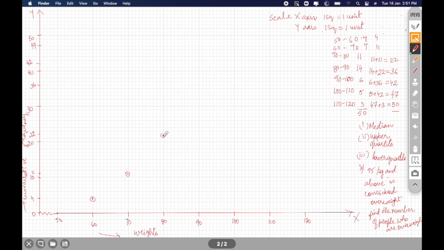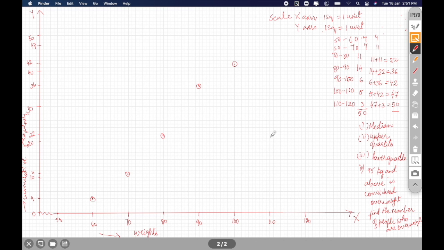Next upper class limit 80, cumulative frequency 22. So it is here. Next upper class limit is 90, cumulative frequency is 36. So we have 36 here. It has to come somewhere here. Okay, this is 90, 36 plotted. Then 100 to be plotted with 42. So 42 is here and it comes here. This is 100. So straight up.